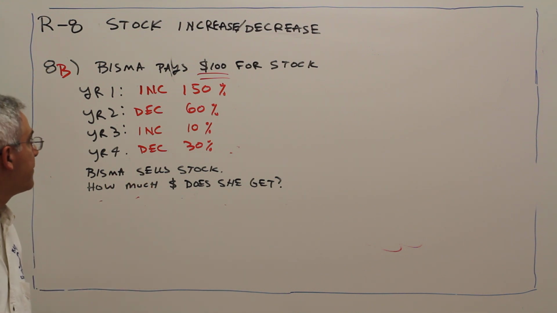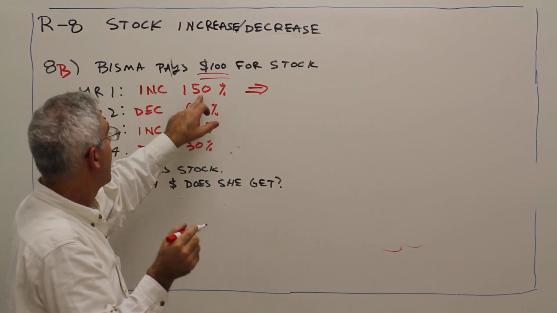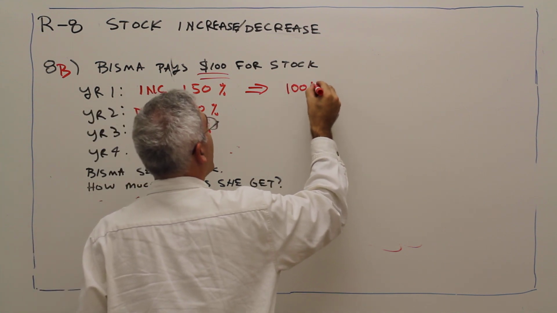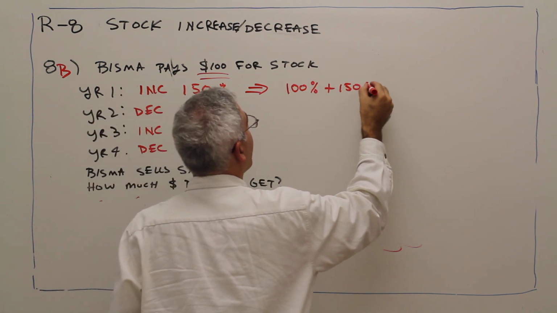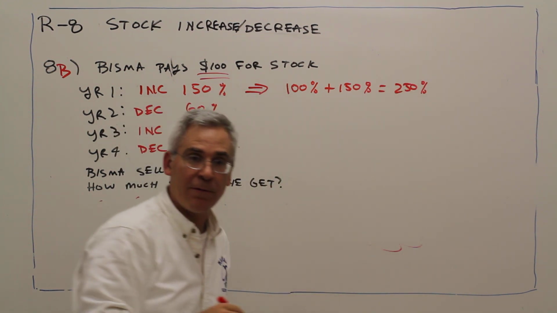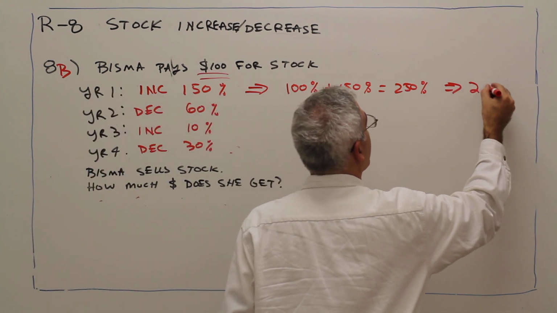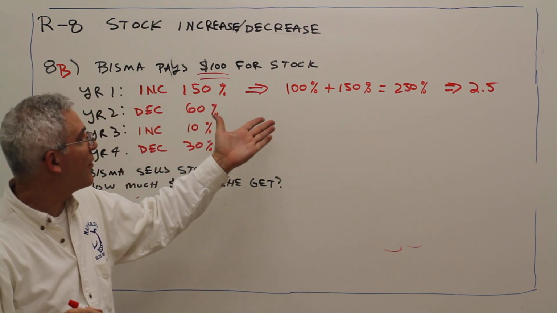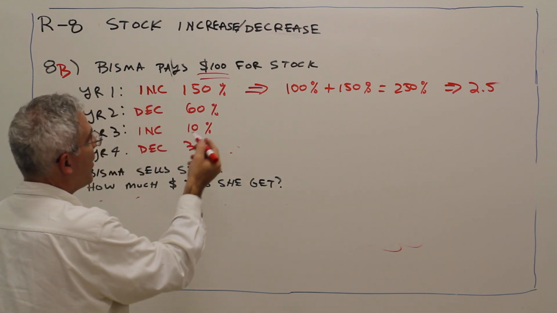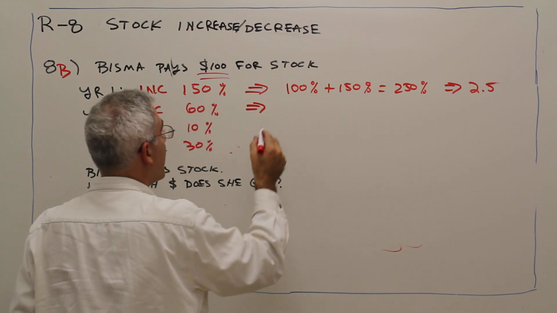I'll work it out now. All right, this is the tricky one. If you increase 150%, that's really like 100% plus 150%, which makes 250%, which is really like multiplying by 2.5. So that's the common mistake there. People would multiply by 1.5 as opposed to 2.5. These are standard, decreasing 60%, then you're 40% of what you were.